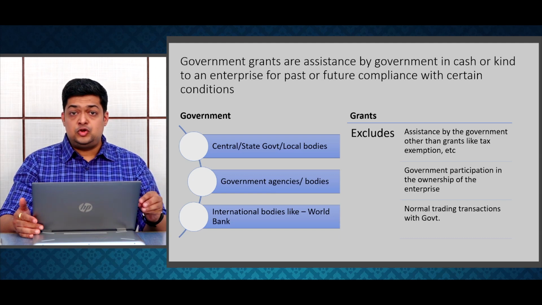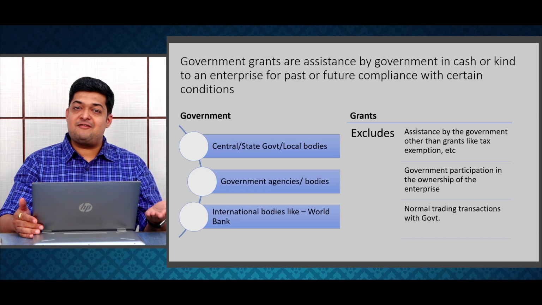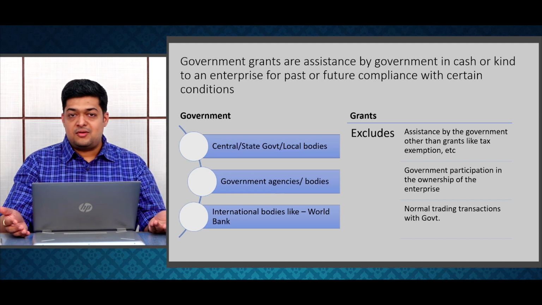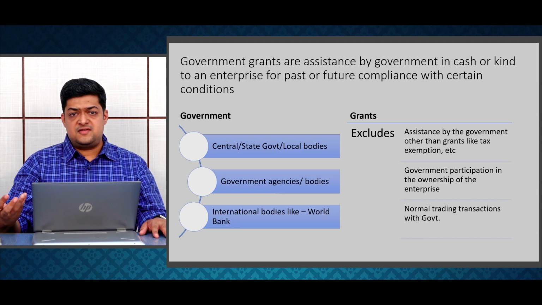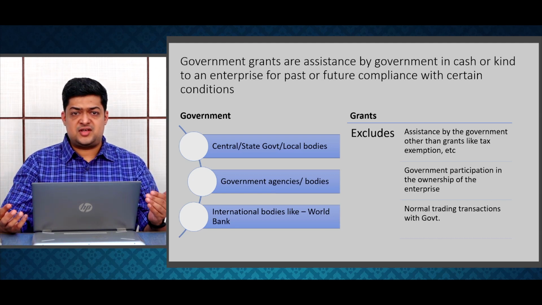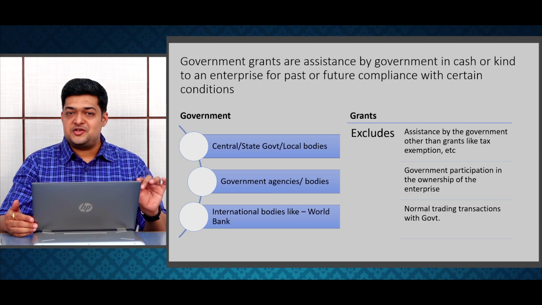And normal trading transactions with the government also are excluded from the scope of AS 12. There are various government entities which deal in certain products and services, they may sell or buy, and if your entity is involved in such transactions, then those are normal trading transactions and those are excluded from the scope of AS 12.